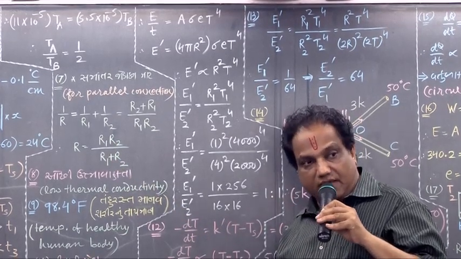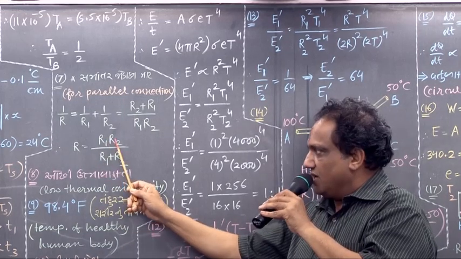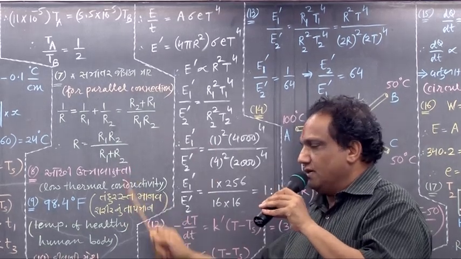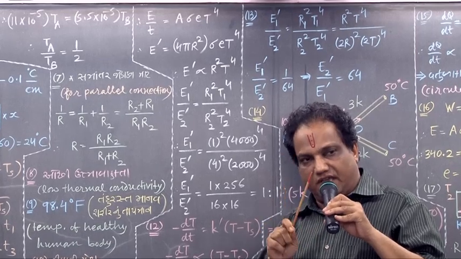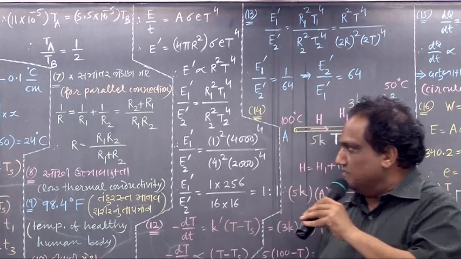But for 3 slabs or 3 rods connected in parallel, you write R equals R1 R2 R3 in the numerator, but in the denominator R1 R2 plus R2 R3 plus R3 R1. Take care. Okay. Remember this law in any case. Okay. Fine. Next.